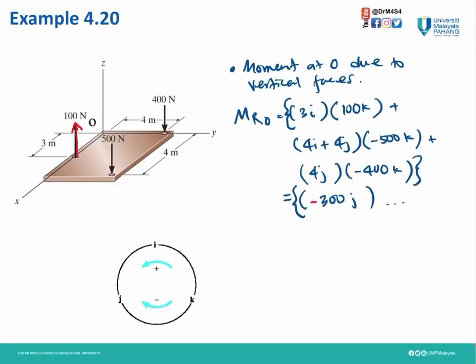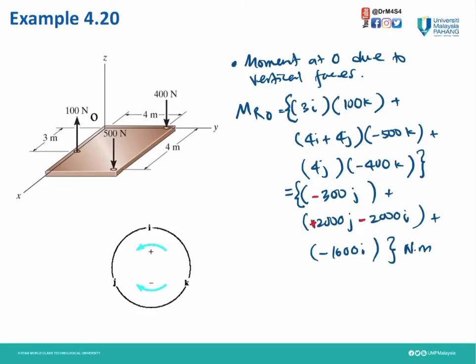Now let's go back to 3I times 100K. So I times by K will result in J. The direction is clockwise. So clockwise, negative. Therefore, here is negative. 3 times 100, 300J. Then we'll do the same for 4I plus 4J times negative 500K by using this circle.